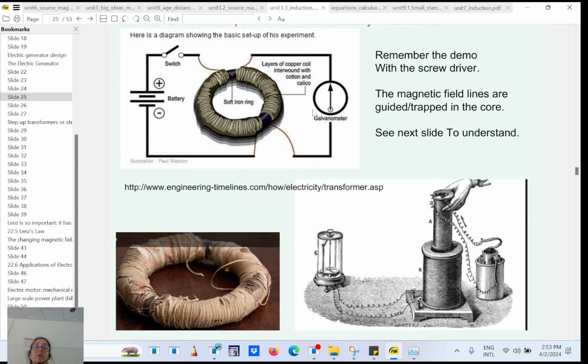And he found out that, so here you have a power supply and here you don't. When you close the switch, the magnetic field here expands, is trapped inside the donut, and will induce an EMF on the other side. So that's the idea behind the transformer. And that was done by Michael Faraday. So let me show you.